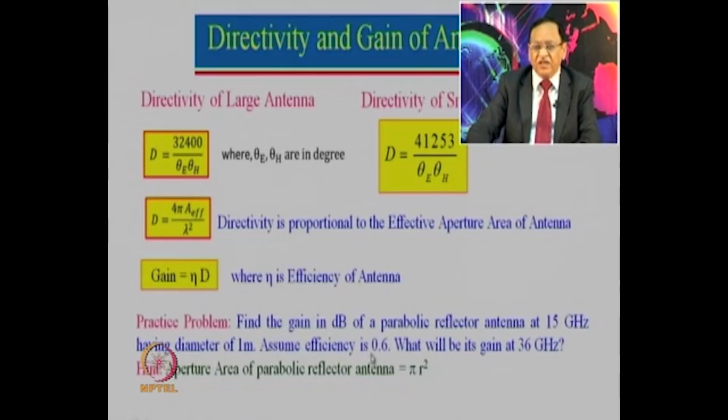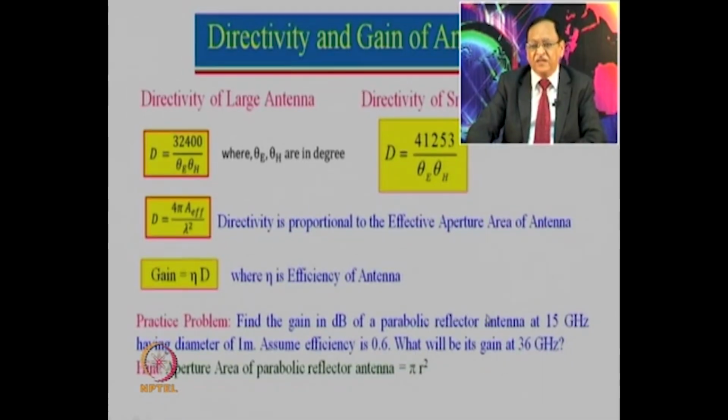I just want to mention here, for a reflector antenna typically a maximum efficiency which can be obtained is about 0.8. A poorly designed or poorly manufactured reflector antenna may give an efficiency of roughly 0.6. Now I have just given an additional part here. The dish antenna diameter remains the same. What will be the gain at 36 gigahertz? The only thing which will change is lambda here. So you can use that to find out the directivity and gain of a reflector antenna.